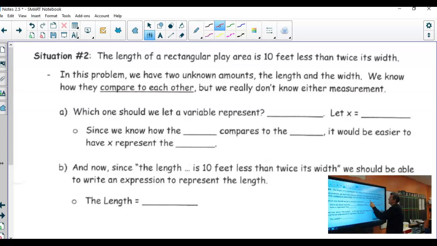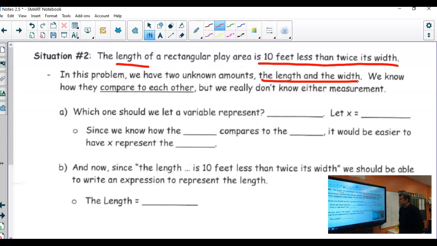In this problem, we have 2 unknown amounts. I've got the length of a rectangular play area is 10 feet more than twice its width. So I have 2 unknown amounts, both the length and the width. Which one should I let my variable represent, the length or the width? Well, my strategy for this would be to let X equal the width.